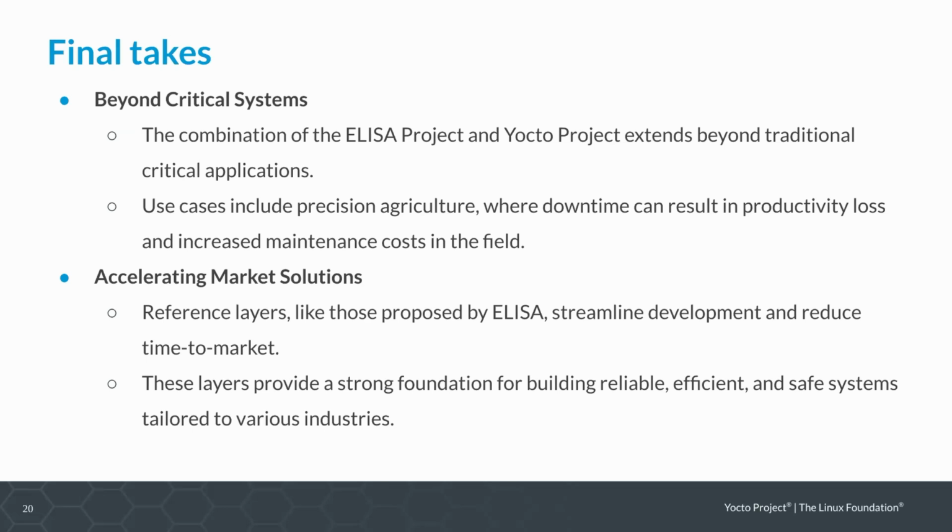Imagine an equipment that is running on the field. If the system breaks on the field, it's good to have something to bring it up again. With that we can avoid reducing the productivity of the system. Also, having accelerated reference layers like those proposed by ELISA helps us to accelerate products.